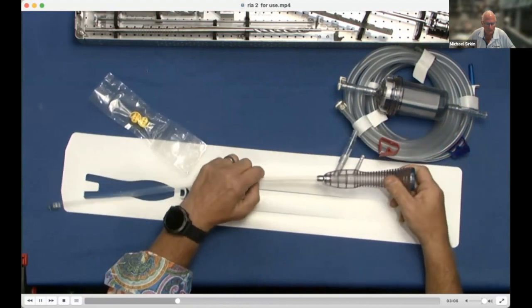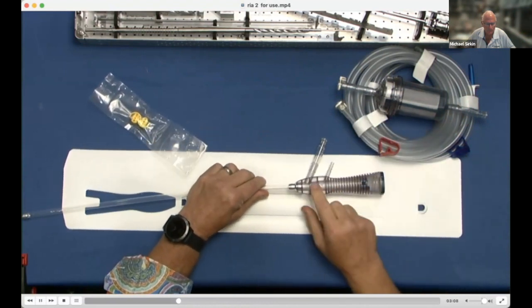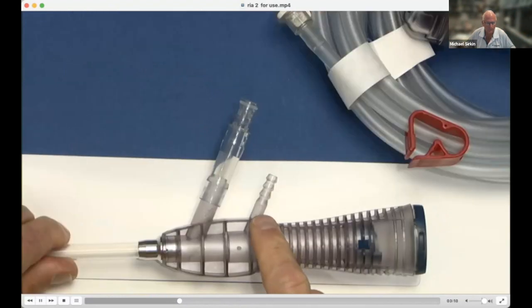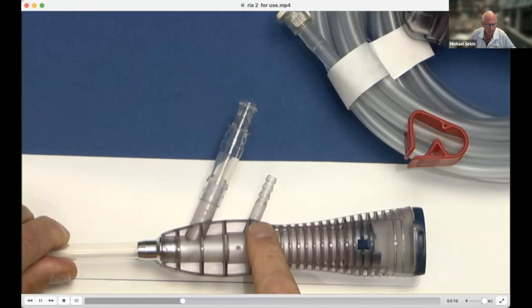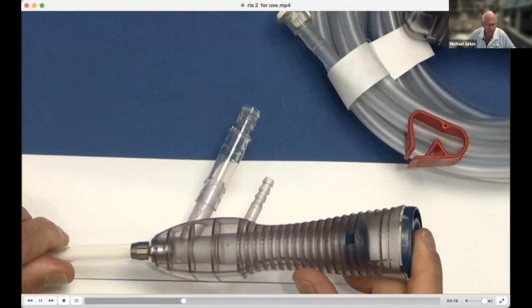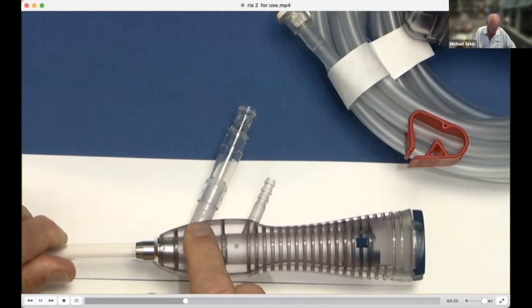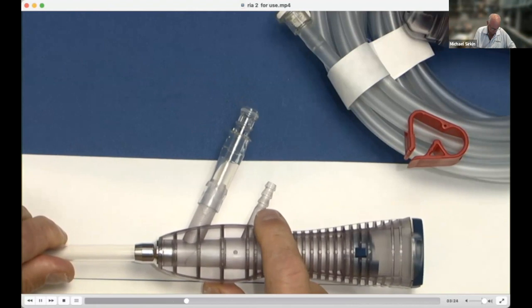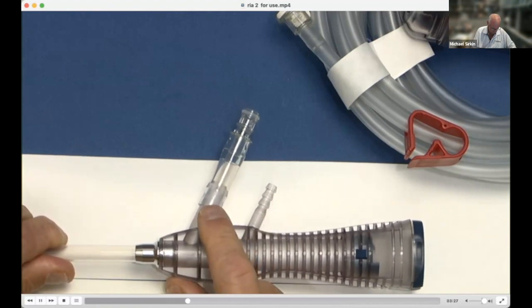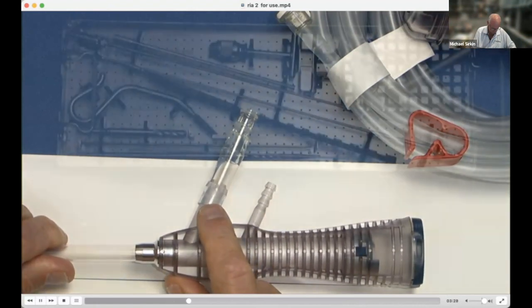In addition, if you focus down on these two areas, there's a smaller input and one large output. It says irrigation. The I is for irrigation. I'm not sure if you can see that, but there's an I on there, and there's an A here. So this is where your irrigation comes in and where your aspiration goes out.